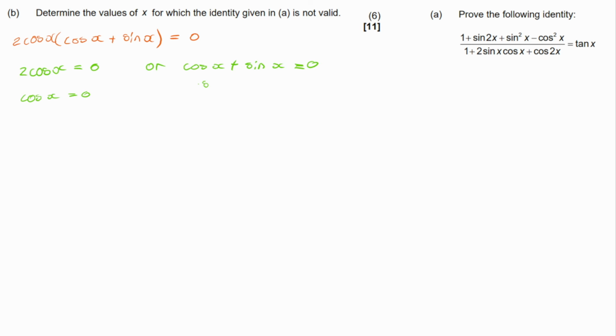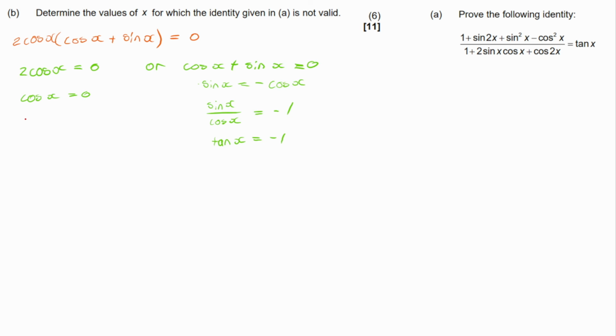So what I do here is I just take the cos x across, and I get negative cos x. Then I divide both sides by cos x, and I'll get sine x over cos x is equal to minus 1, but sine over cos is just tan. So I'll have that tan x is equal to minus 1.